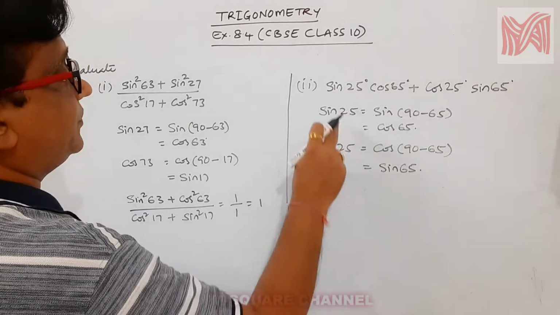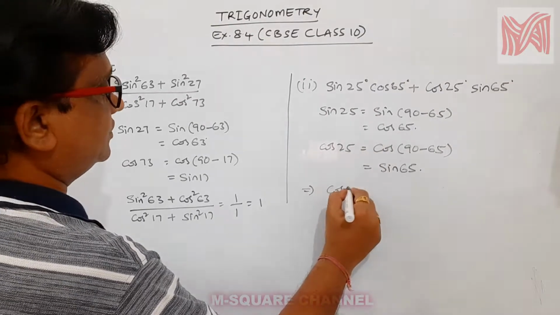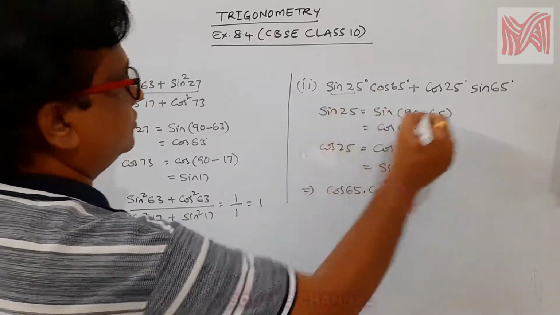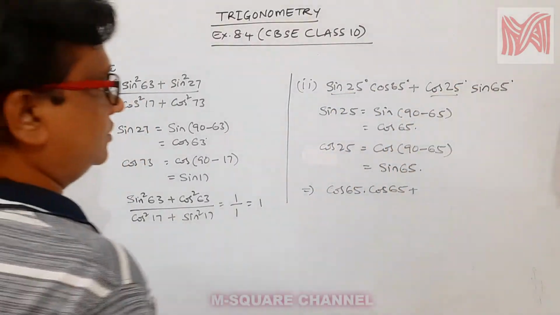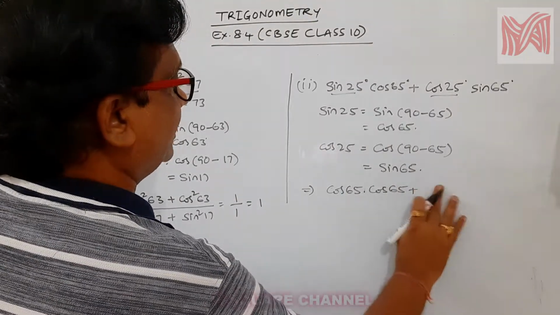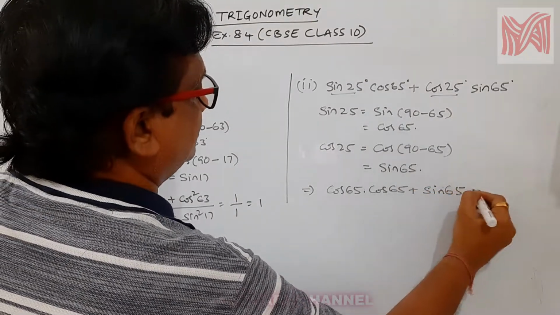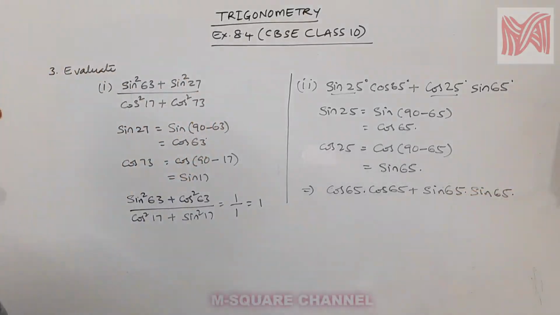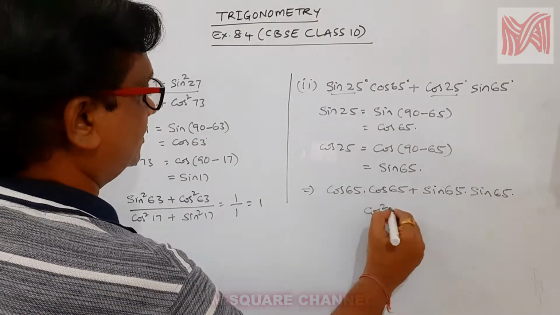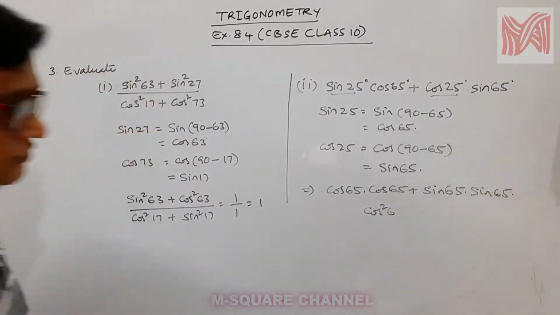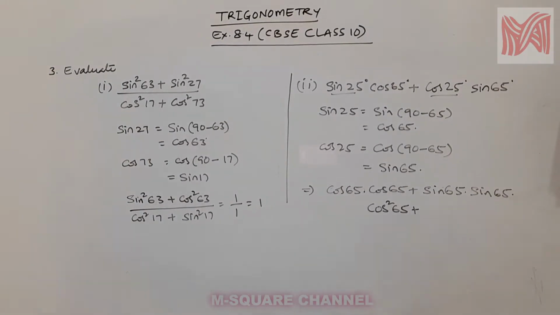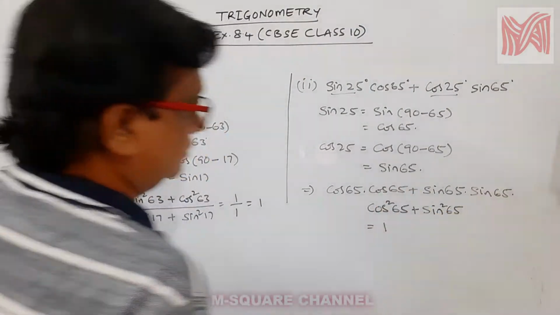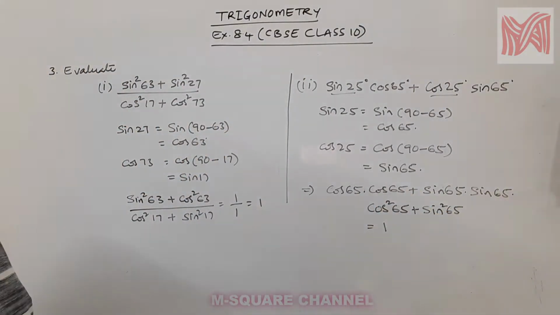Please see, sin 25 converted into cos 65. Cos 65 into cos 65. I've changed these two only. 25s are changed. Next, sin 65 into sin 65. So this is cos square 65 plus sin square 65 equal to 1. Cos square theta plus sin square theta equal to 1.